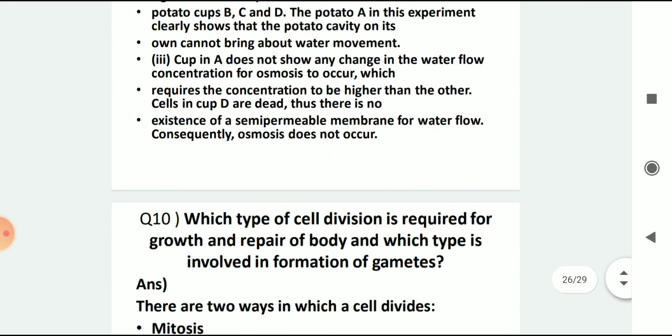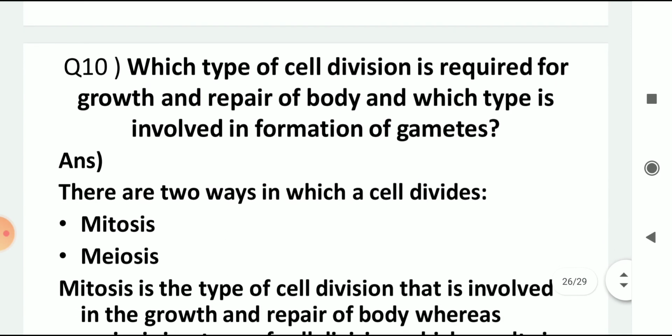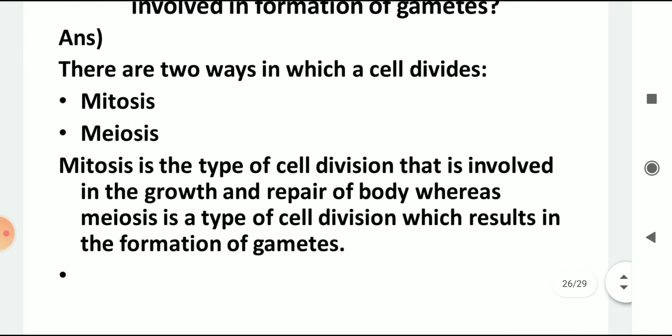Okay, moving ahead, the 10th and the last question. Which type of cell division is required for growth and repair of body and which type is involved in formation of gametes? There are 2 ways in which a cell divides. 2 तरीके से सेल डिवाइड हो सकती है, एक माइटोसिस, दूसरी मियोसिस. माइटोसिस क्या होता है? It is the type of cell division where the growth and repair of body occurs, whereas meiosis is a type of cell division which results in the formation of gametes.